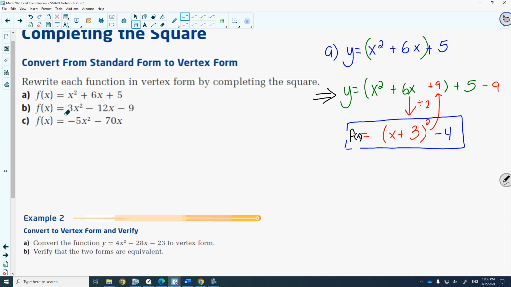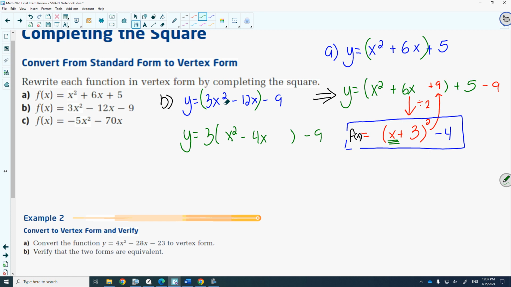So for b, y is equal to 3x squared minus 12x minus 9. Bracket goes around the first two terms. Then, when we go into vertex form, we have a 1 in front of that x squared. So right now, I have a 3 in front of it. So from these first two terms, I want to factor out a 3. So y is equal to 3 times x squared minus 4x, leave yourself some space, minus 9. This is my a value. My a value is going to be 3.